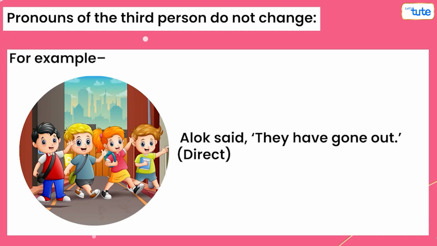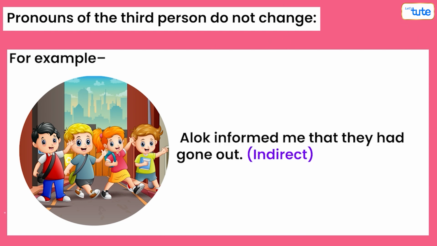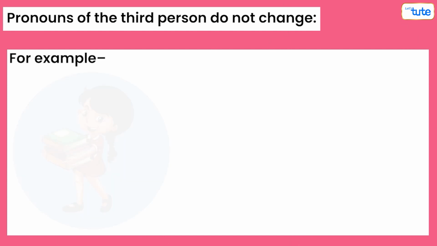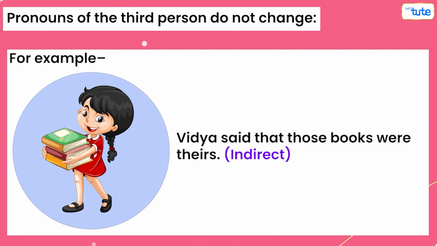Pronouns of the third person do not change. Example, Alok said, "They have gone out." Direct speech. Indirect speech, Alok informed me that they had gone out. Vidya said, "These books are theirs." This is direct speech. Well, let's see indirect speech. Vidya said that those books were theirs.